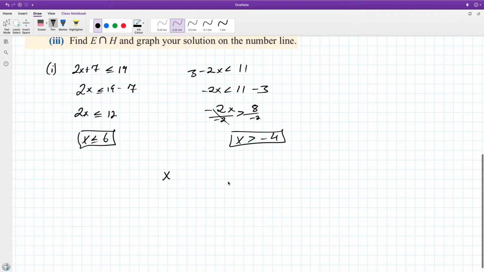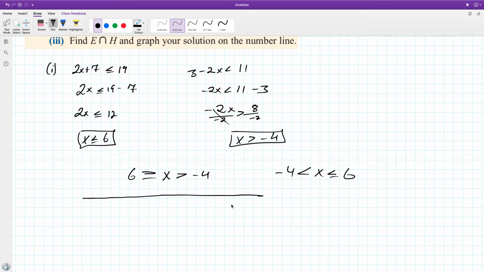x is greater than minus 4. That means that we want x to be greater than minus 4, and we want it to be less than or equal to 6. It's the exact same thing as saying less than or equal to 6 and greater than minus 4. Either one of those. As long as you have the signs the correct way next to the numbers, you're grand.